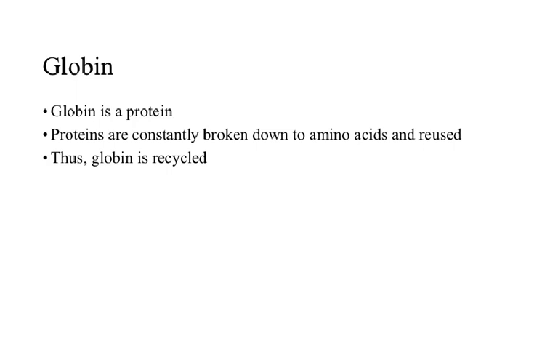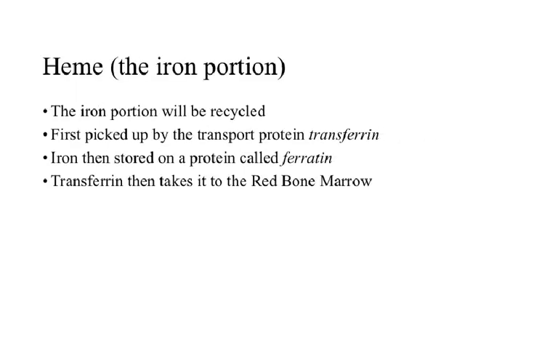So the globin part's easy. Globin's recycled. Now we're left with the heme part, and we've broken the heme into an iron part and a pigment part. So let's deal with the iron part first. The iron is recycled. So we have the globin protein being recycled, and we have iron being recycled. What happens is that transferrin is a protein, trans meaning to transport. F-E-R-R is going to tell you that it has something to do with iron. So if you see that in a word, it has something to do with iron.